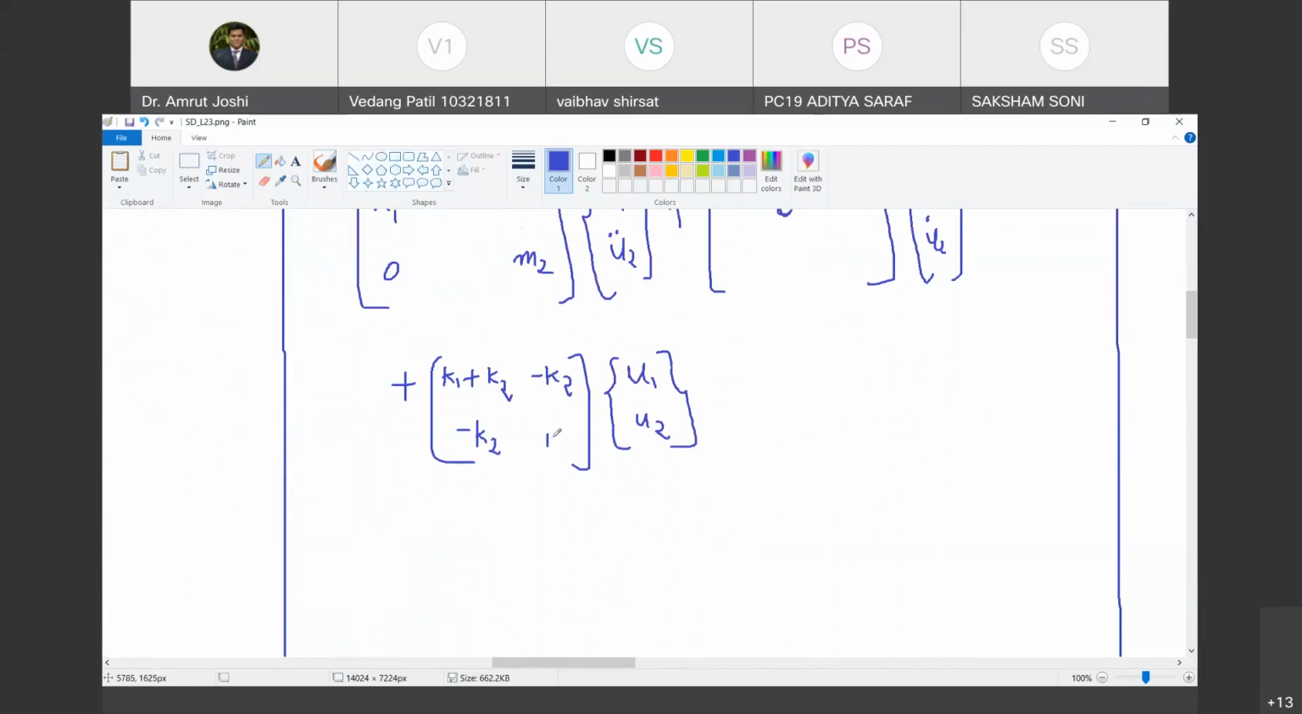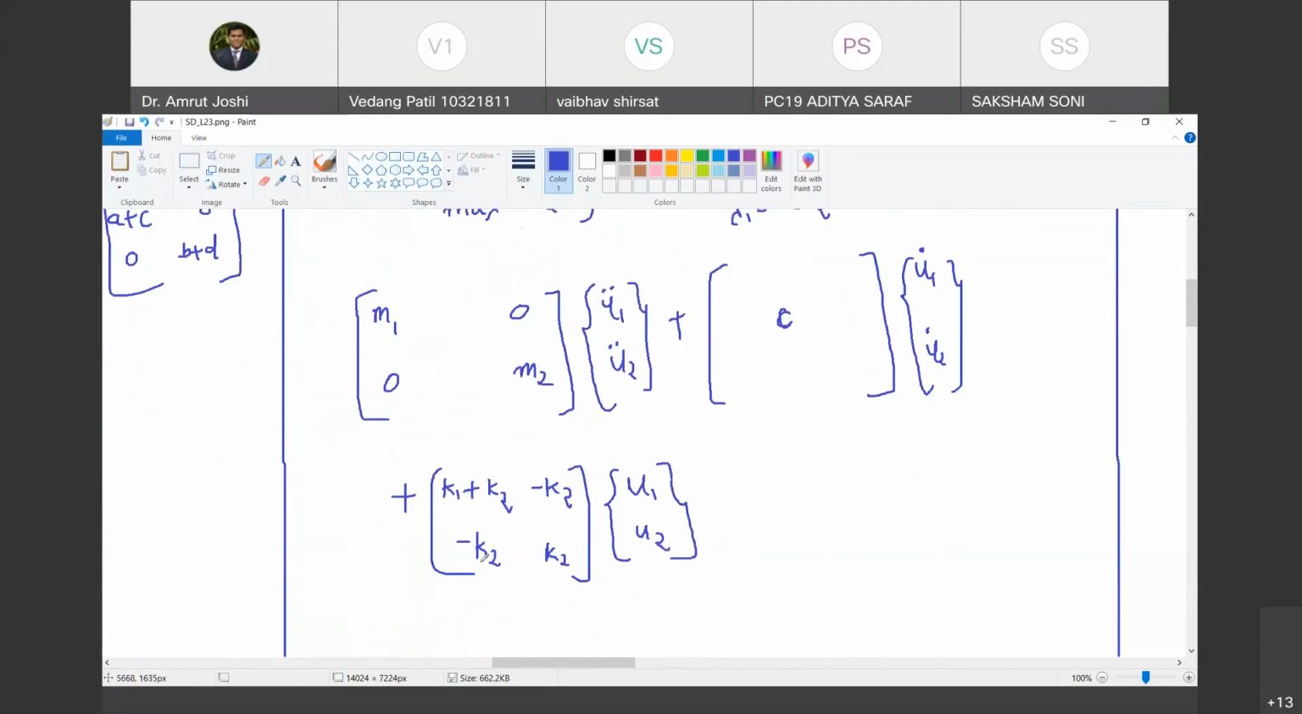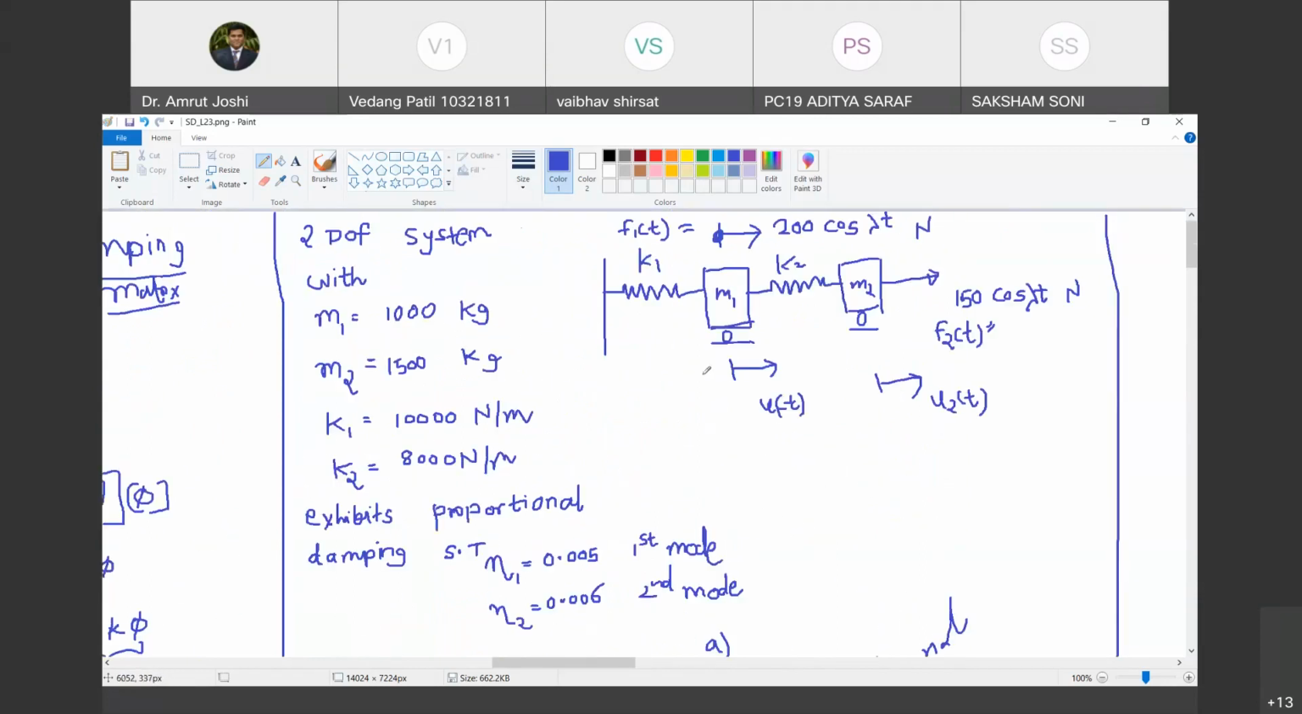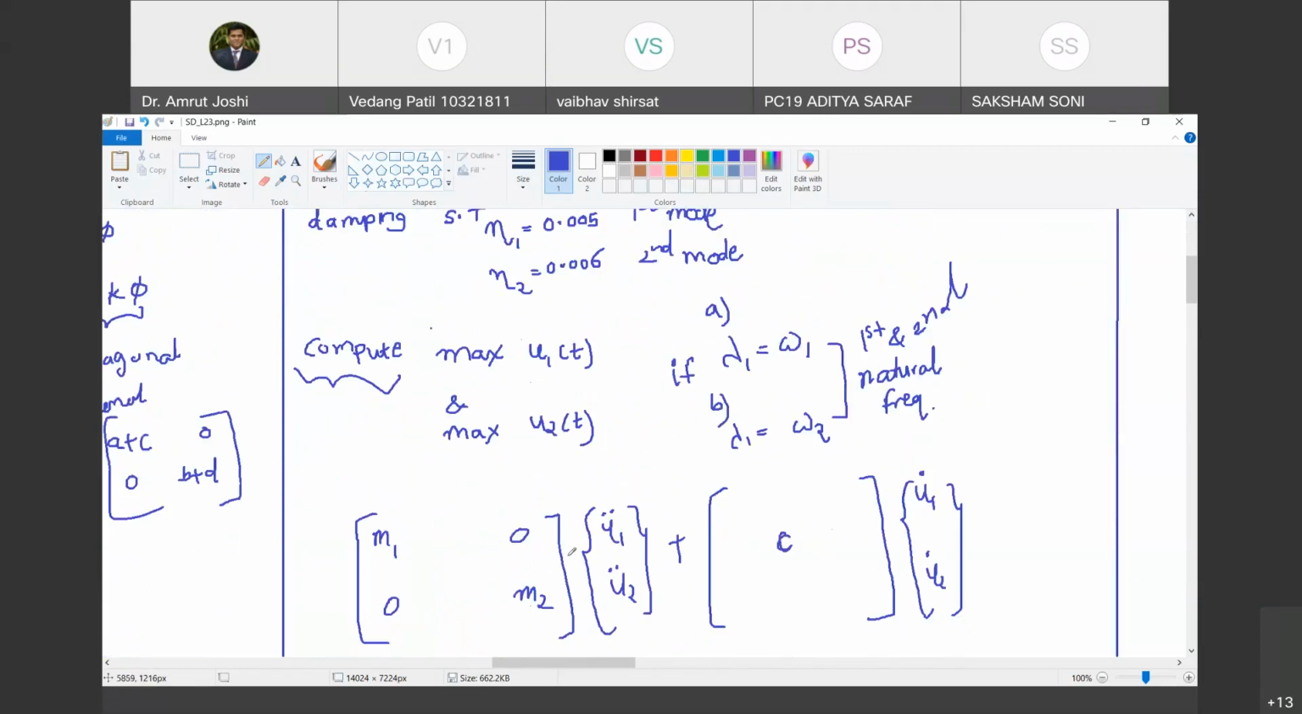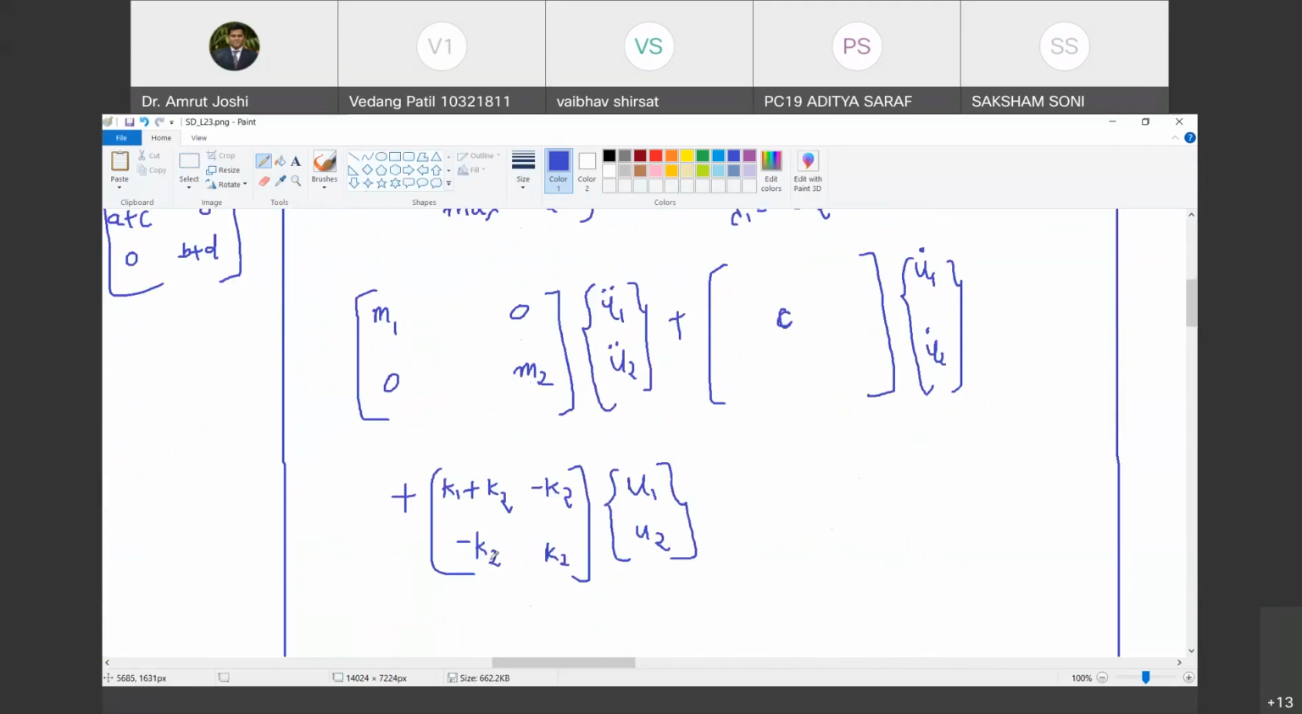So therefore you can simply write K1 plus K2 and K2 as diagonal elements, and off-diagonal elements as minus K2 and minus K2. Are you with me? Yes, sir. Where did these come from? So the origin is this one.